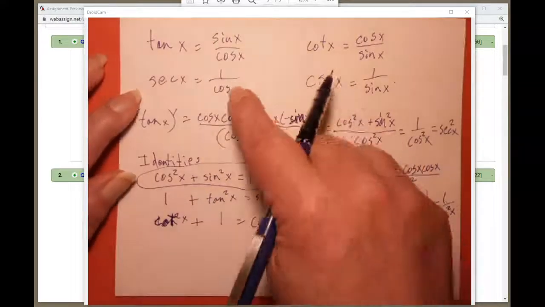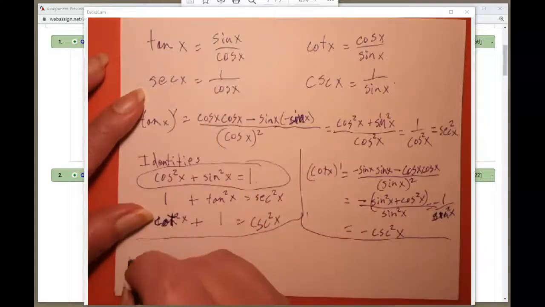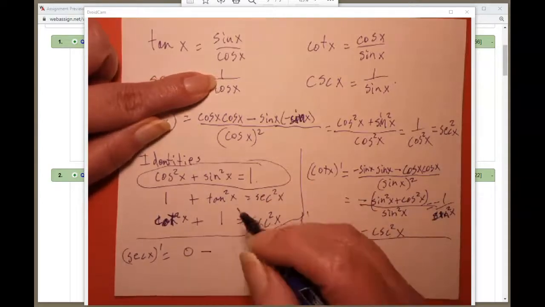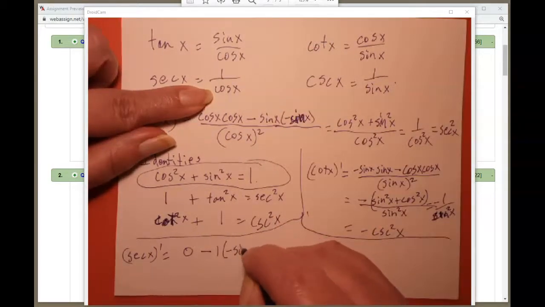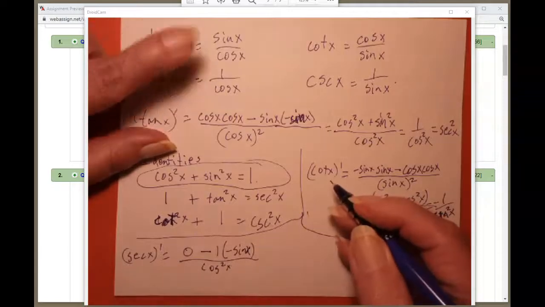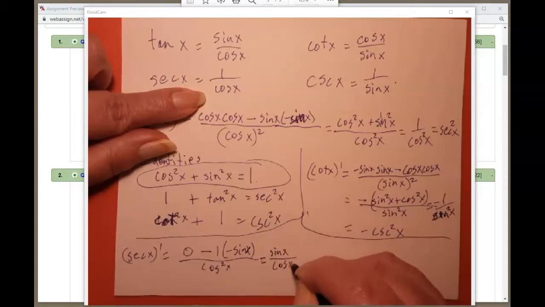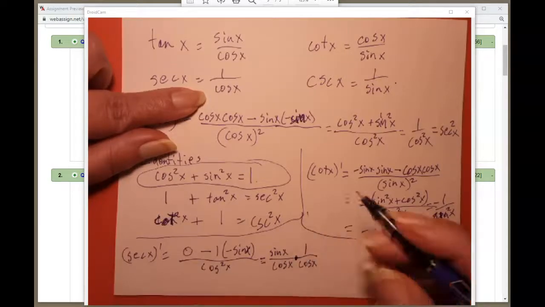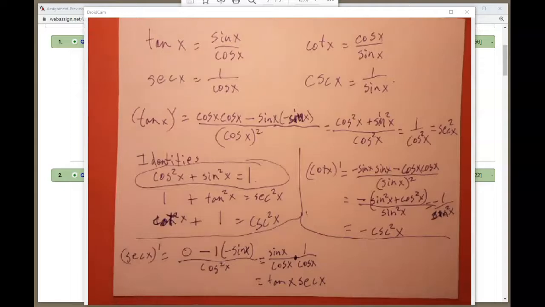Okay. I could do the same thing for the secant and the cosecant here. So if I want the derivative of the secant, that's going to be the derivative of the top, which is 0, times the bottom, minus the top times the derivative of the bottom. The derivative of cosine is a negative sine x, all over cosine squared x. So the derivative of the secant will be positive sine x over cosine x times 1 over cosine x. I'm going to separate these out, so I can see that this is the tangent times the secant. And that's what we have for our formula.